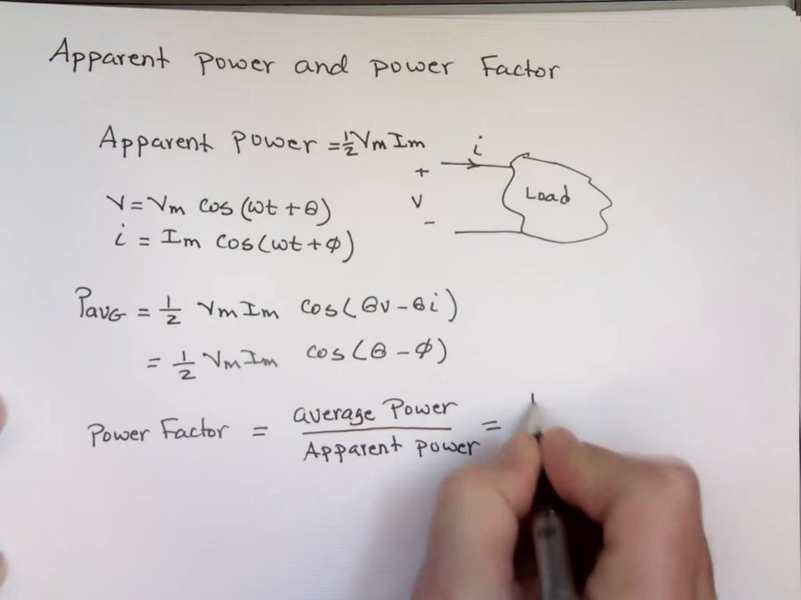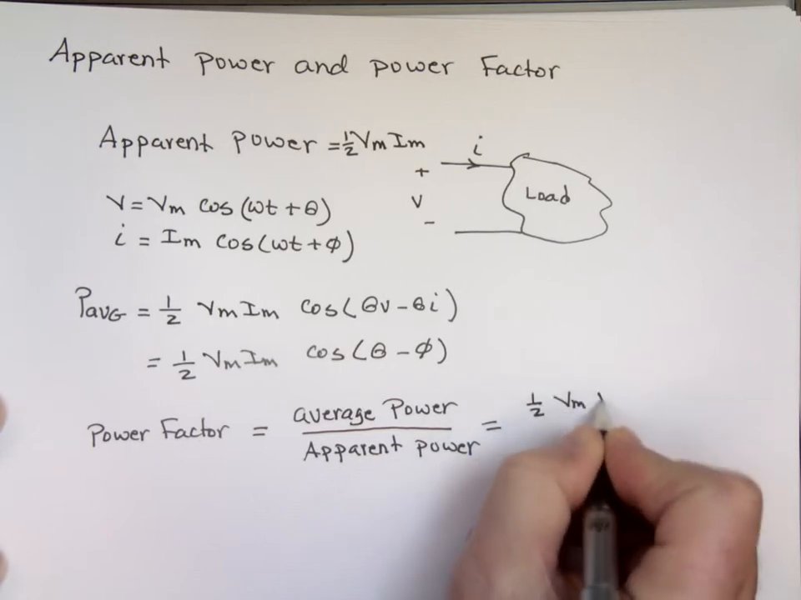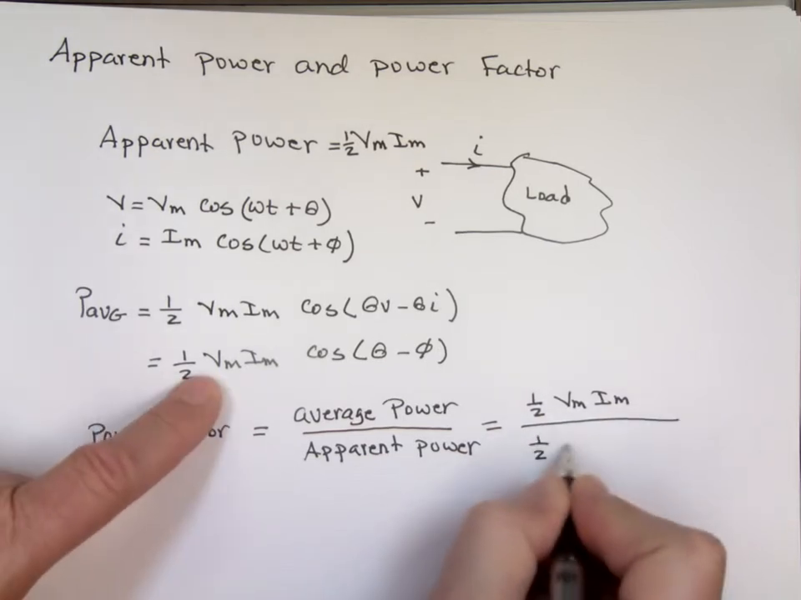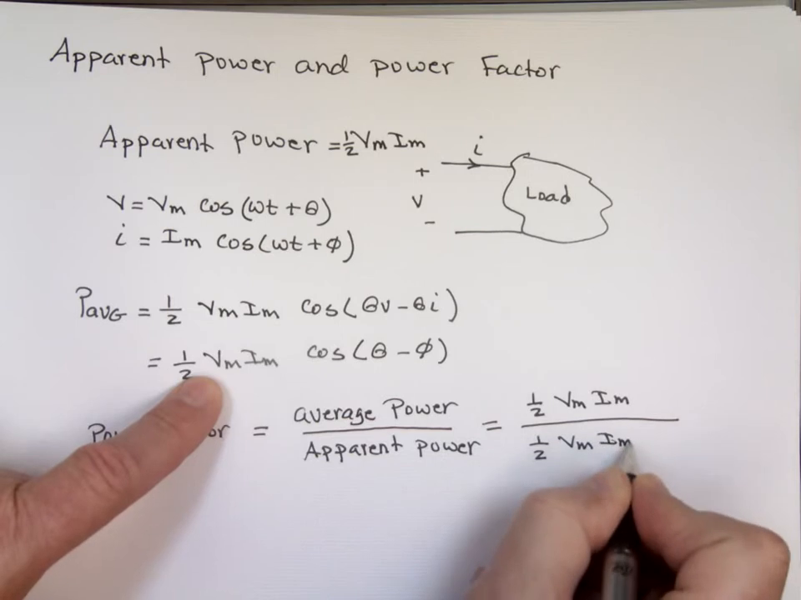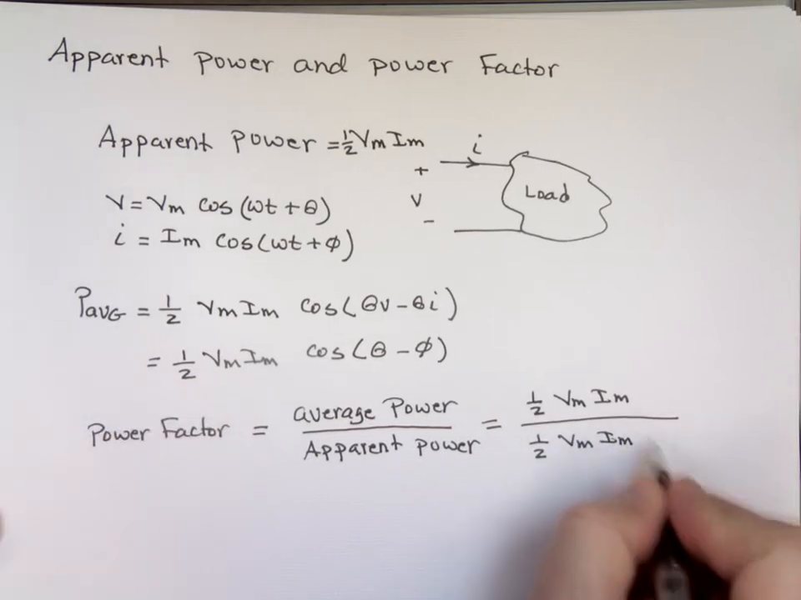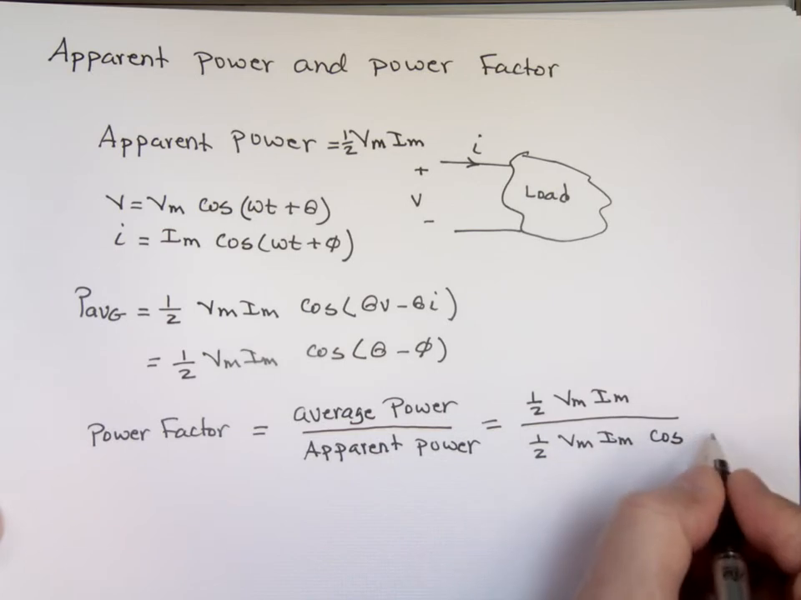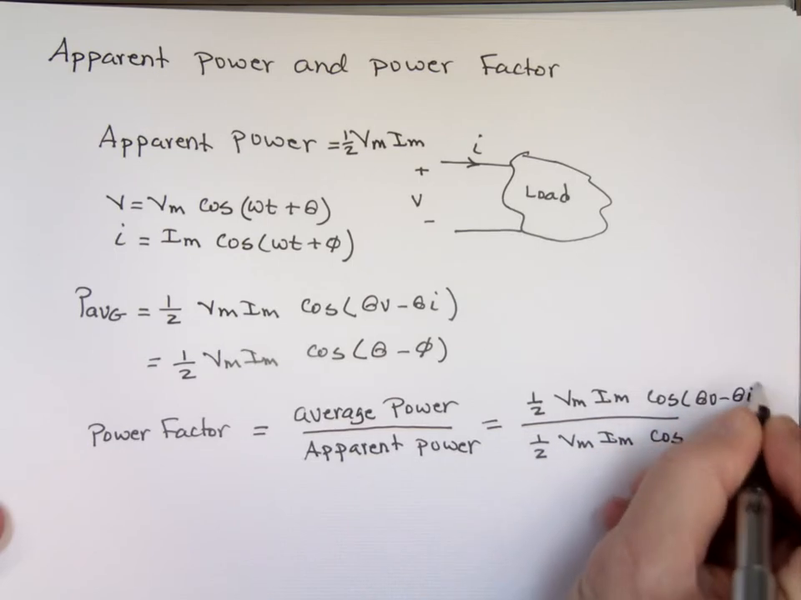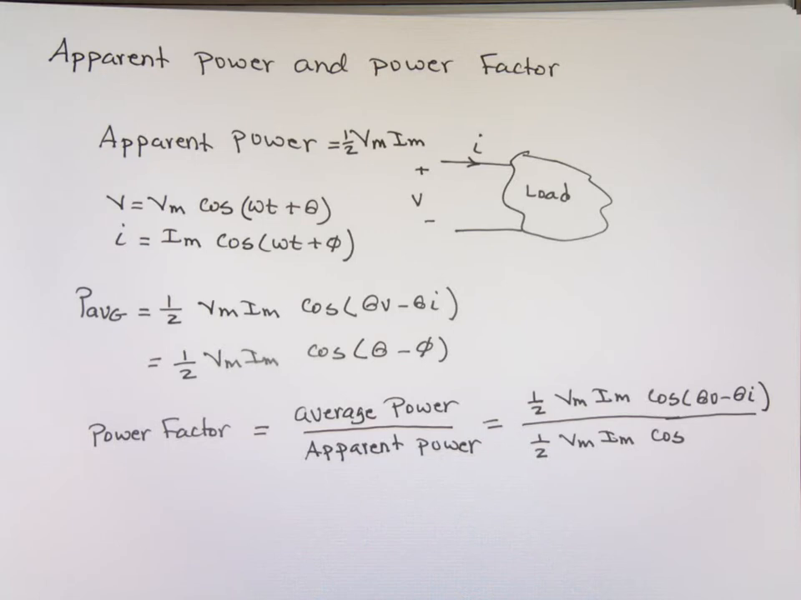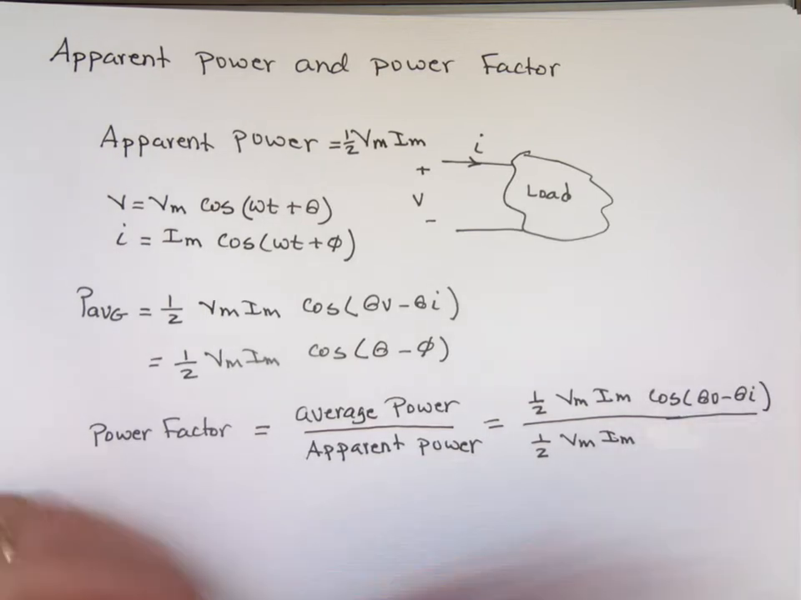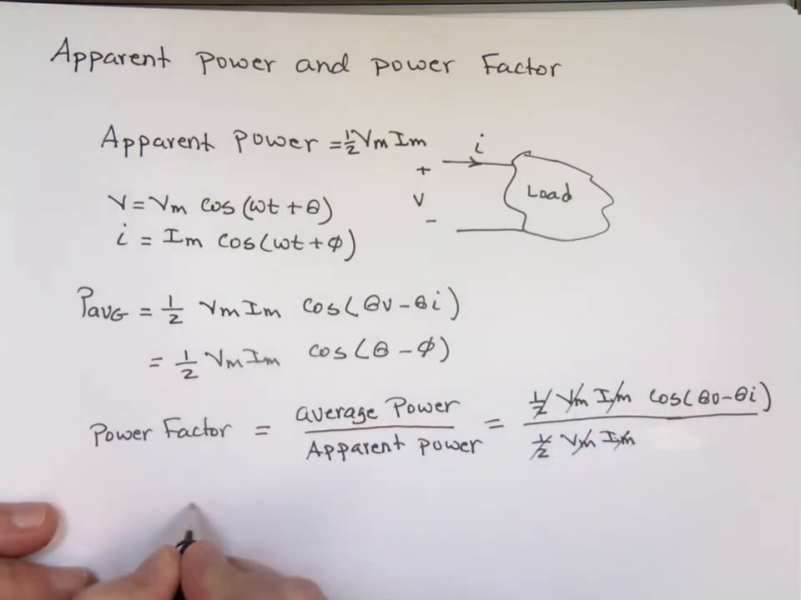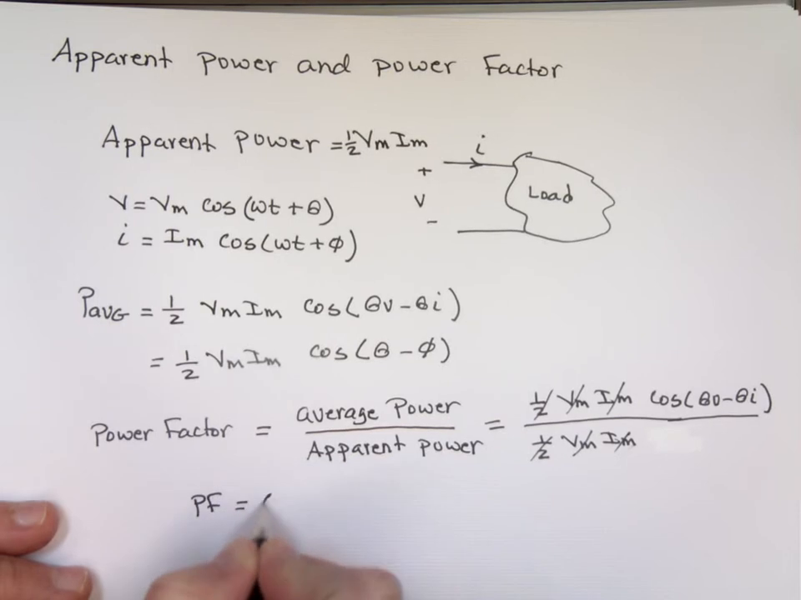Well, the apparent power, which is 1/2 V max I max, and the average power is 1/2 V max I max times cosine of theta V minus theta I. The cosine is on the top, the average over the apparent. Let me erase the cosine here. And what will happen to the 1/2 and V max and I max? They cancel each other out. So your power factor is actually cosine of theta V minus theta I.